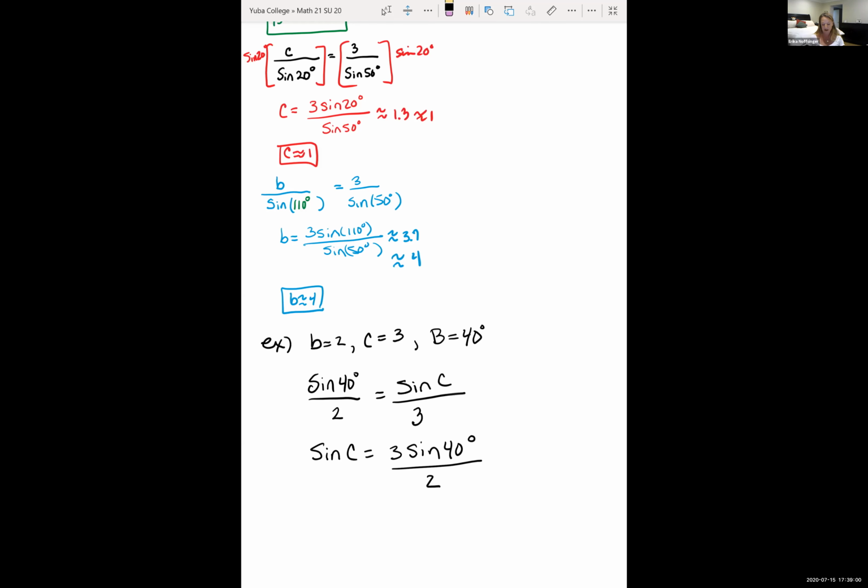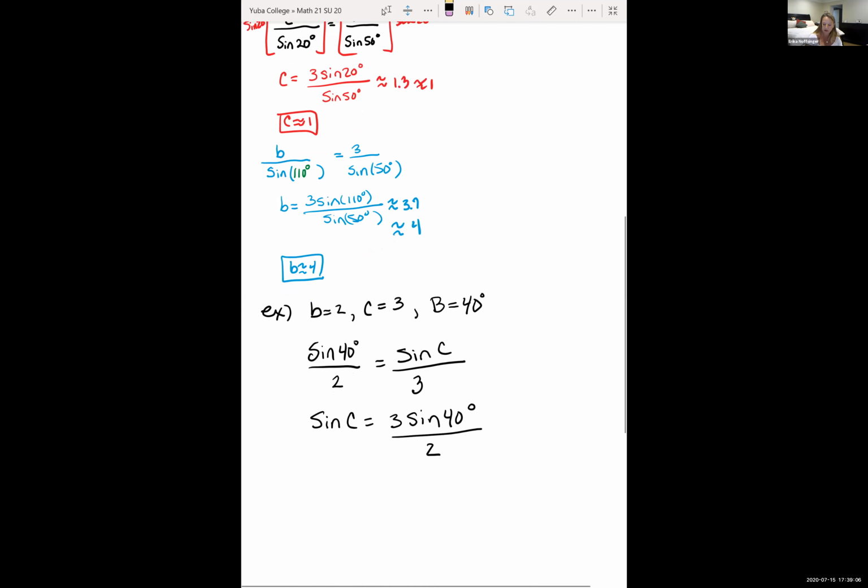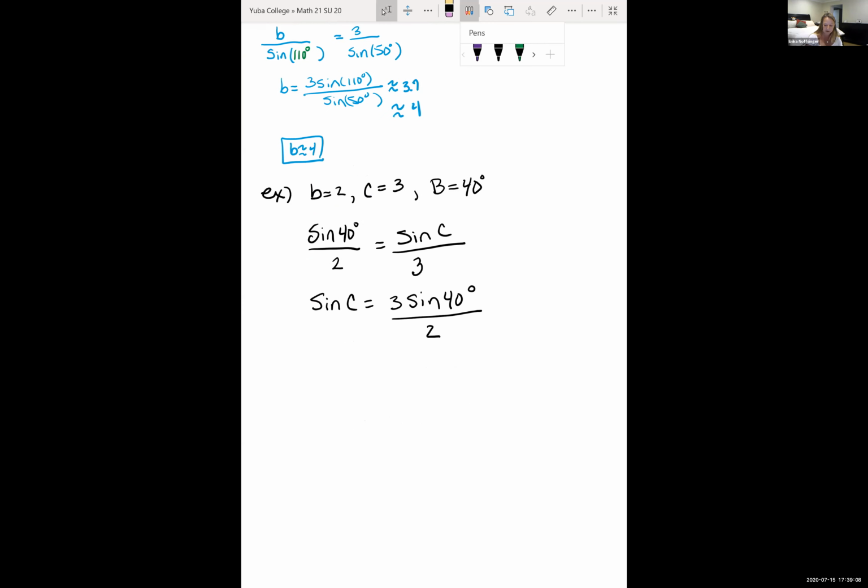So we want to get rid of sine. We don't want the sine there. We just want the angle C, not sine C. And so we learned that we could take the sine inverse of both sides. And that kind of does it.